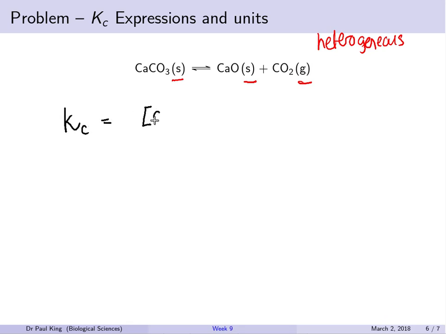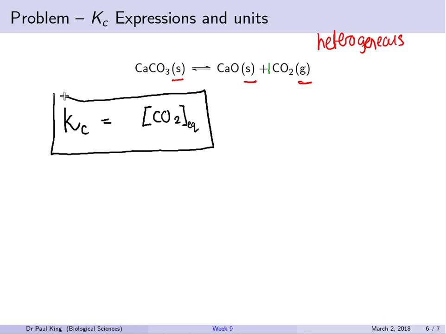It's simply the concentration of CO2, and we notice that the stoichiometric coefficient here is 1, so that's going to have the power of 1, which again we don't explicitly put in. We can again remind ourselves that that's a concentration at equilibrium. Okay, so that's our Kc expression.